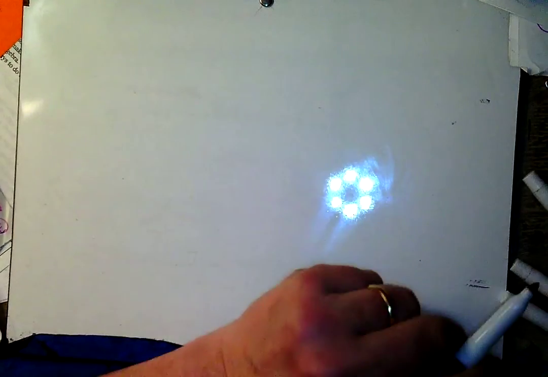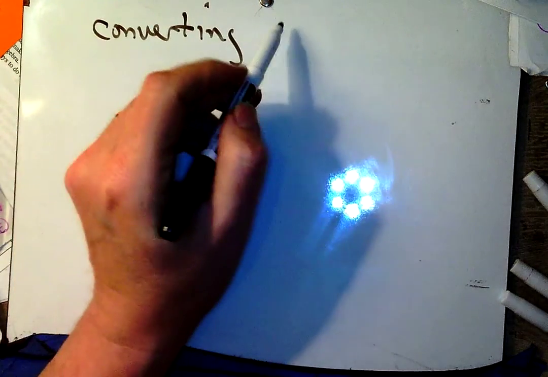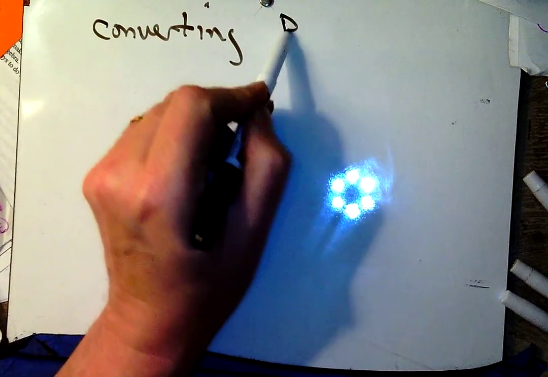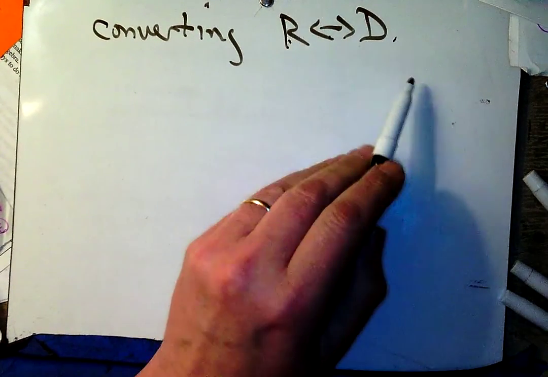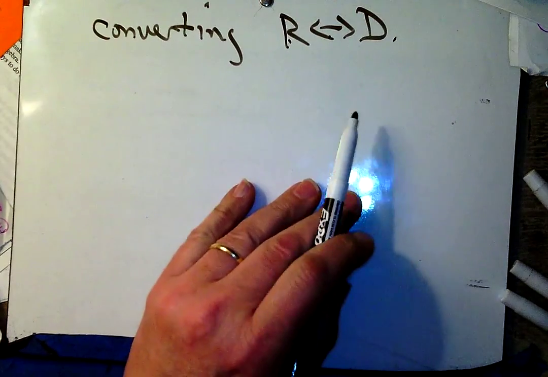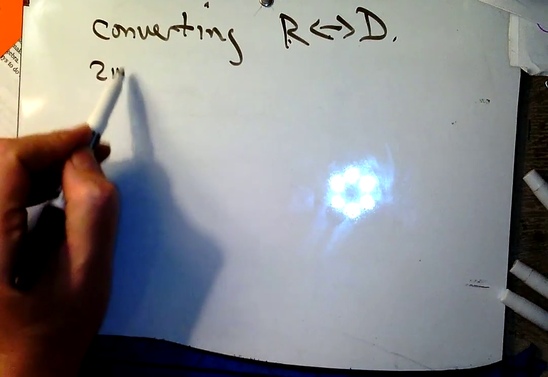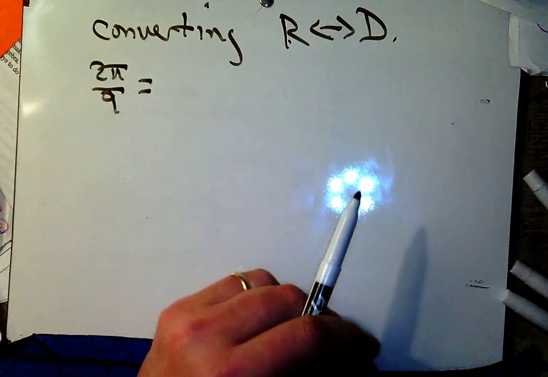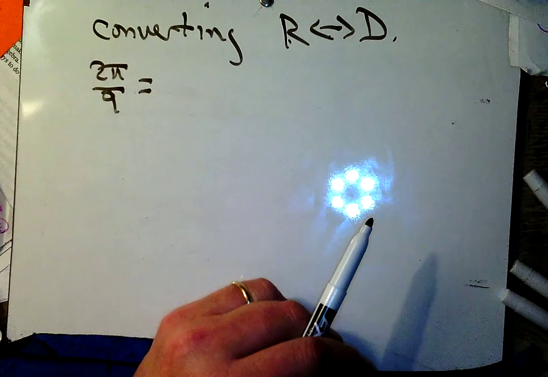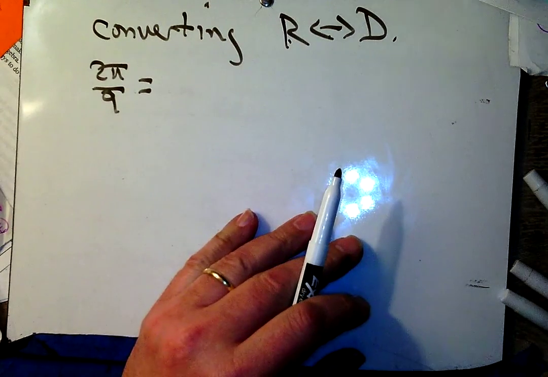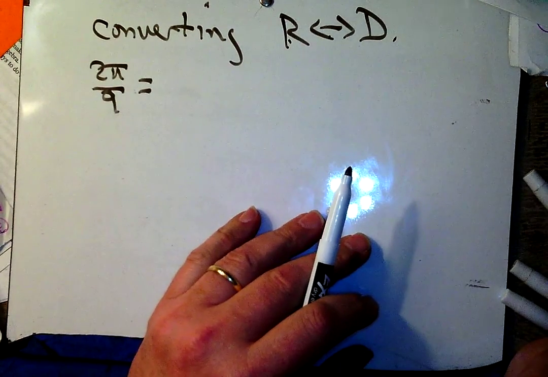How about converting? I hope you haven't done a lot of this, but you should know how to do it. I want to convert from radians to degrees or from degrees to radians. So 2 pi over 9. How many degrees is that? Give it a try. You're supposed to know that.